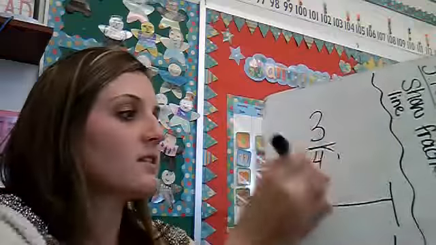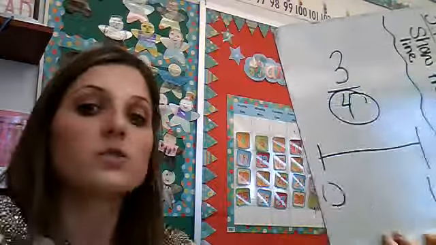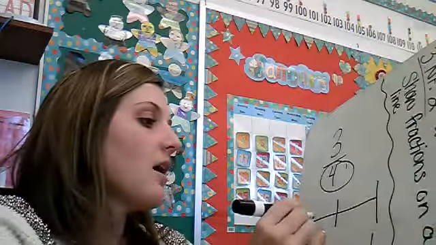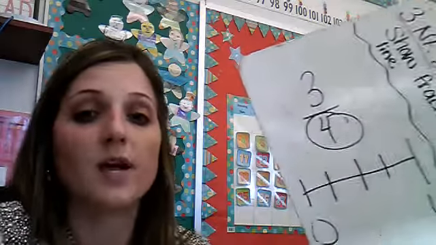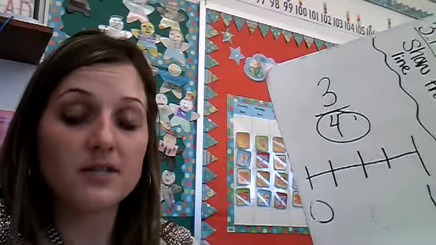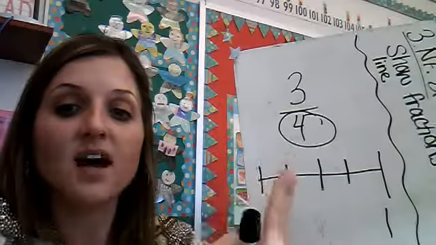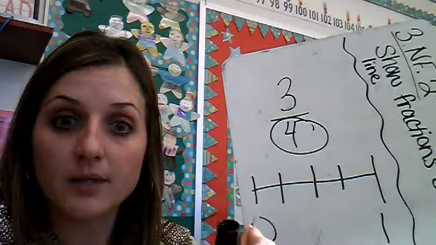The denominator tells me how many equal parts to divide my number line into. So I'm going to divide it in half because it's an even number, and I'm going to divide each side again. Now I have 4 equal pieces on my number line. If I were to take a pair of scissors, I could cut this on the lines, and I would have 4 pieces of that number line.